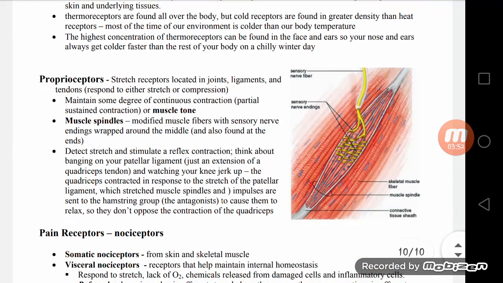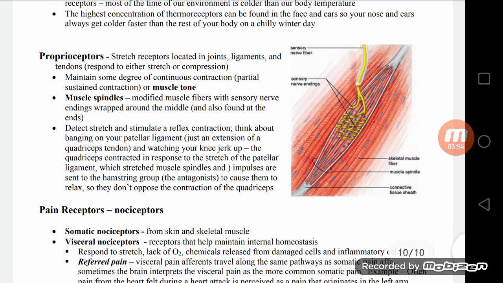Next is the proprioceptor, a stretch receptor located in the joints, ligaments and tendons. They maintain some degree of continuous contraction or muscle tone. Muscle spindles are modified muscle fibers with sensory nerve endings wrapped around the middle. They detect stretch and stimulate a reflex contraction.